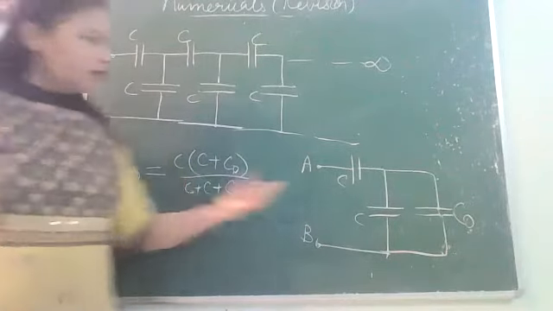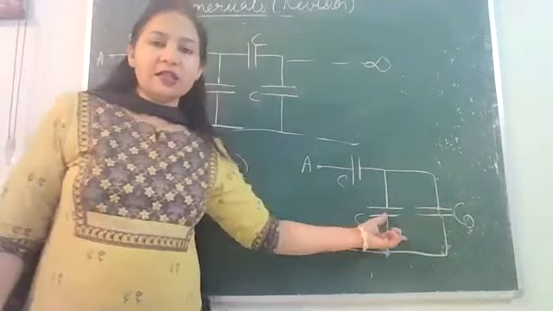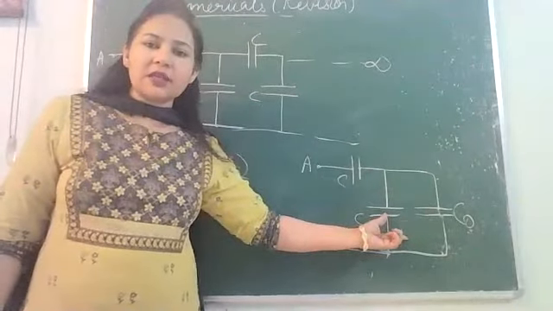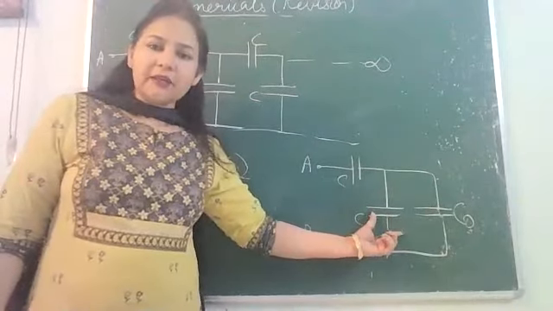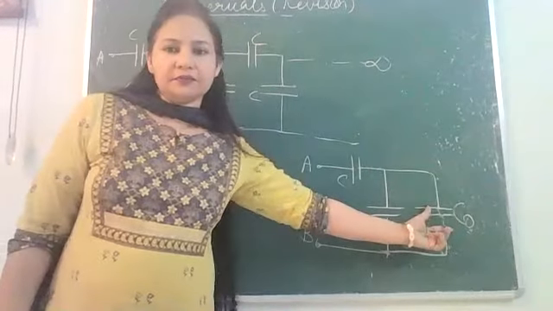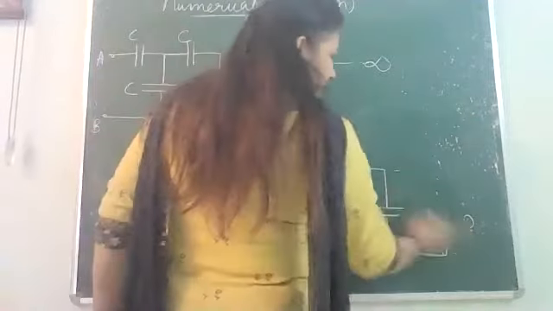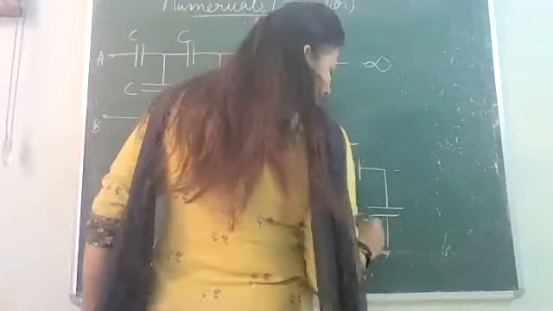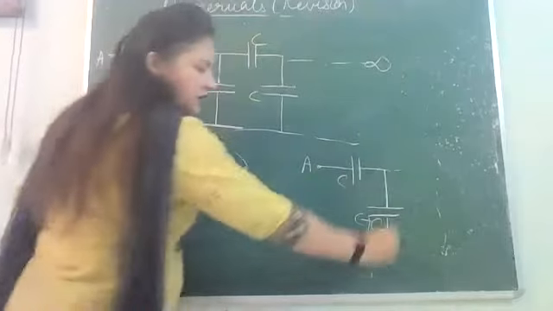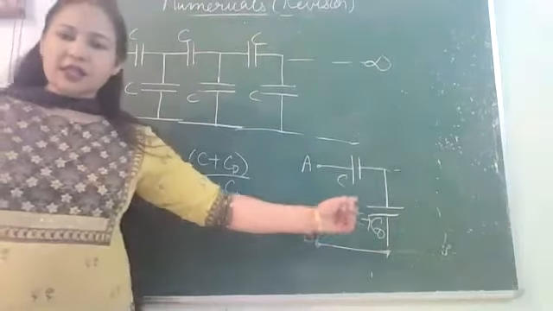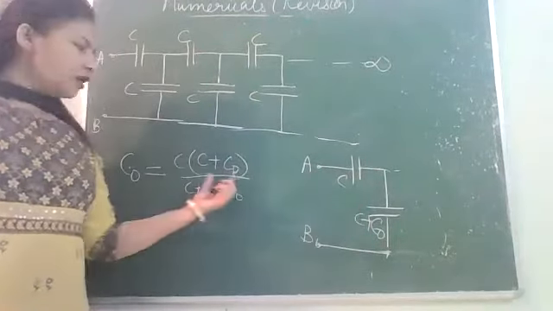First of all, we'll be solving C and C naught. They are in parallel. So what is the capacitance? उनको ऐड कर देंगे ना पैरेलल में, C plus C naught. ठीक है, इन दोनों के प्लेस में आपके पास आ गया C plus C naught. Now this C and C plus C naught are in series. So how will you solve?